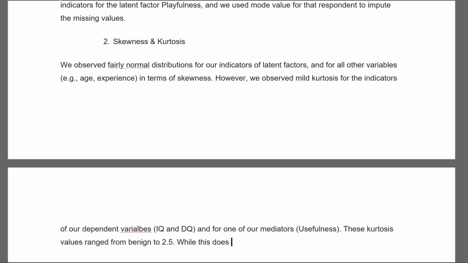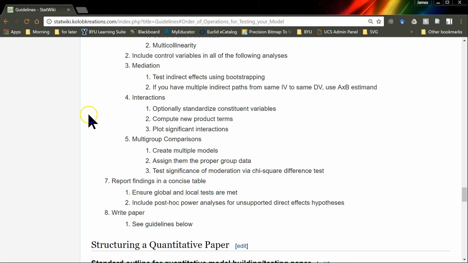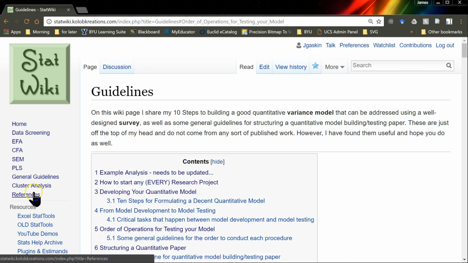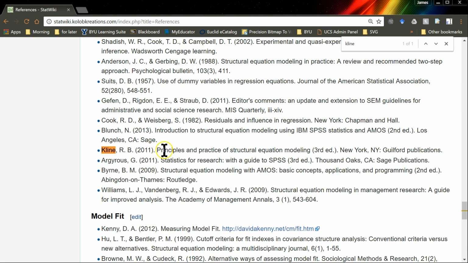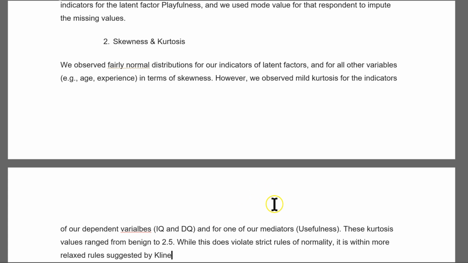While this does violate strict rules of normality, it is within more relaxed rules suggested by, there are several, Klein is one of them. If you want to know what that reference is, we can go to the references page right here, and search for Klein, Control F, Klein, and it's this one, Principles and Practice, 2011. Klein, 2011.